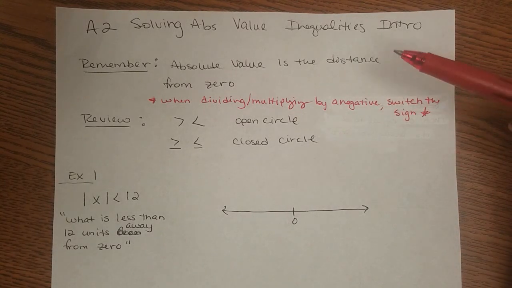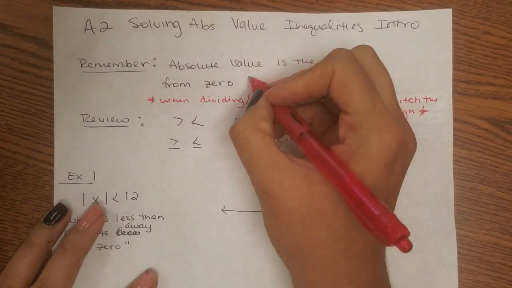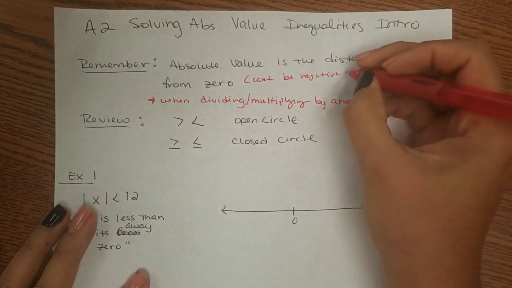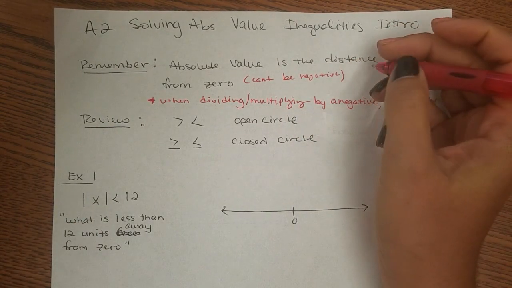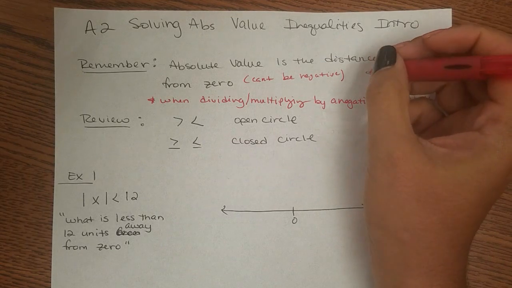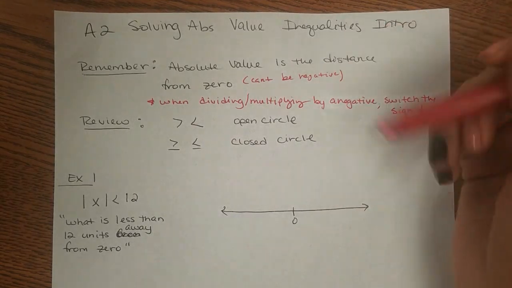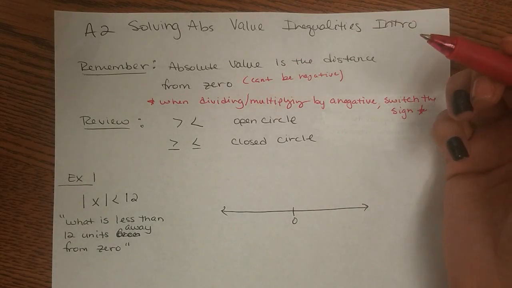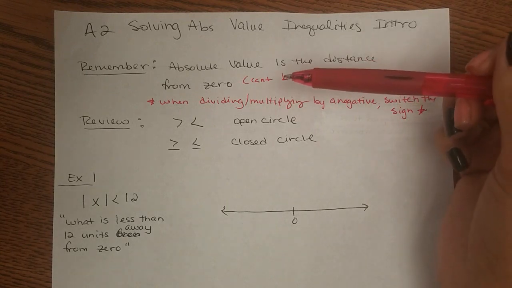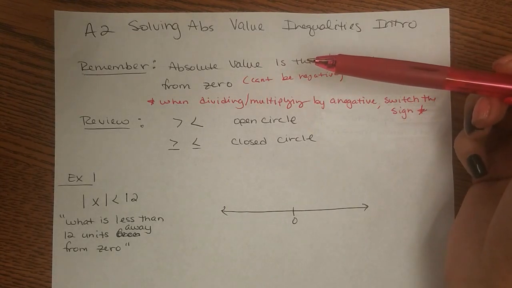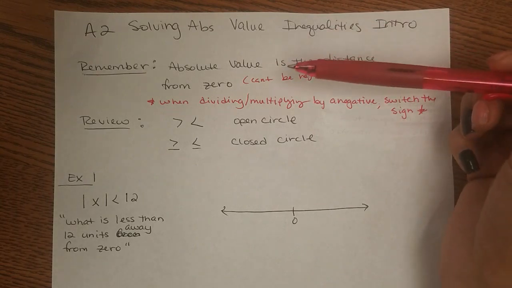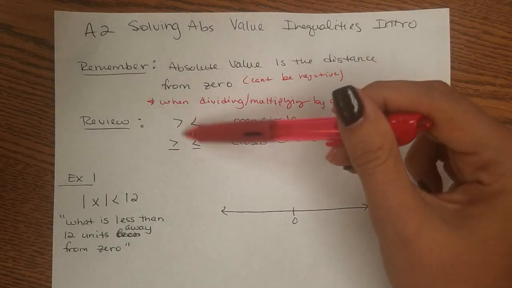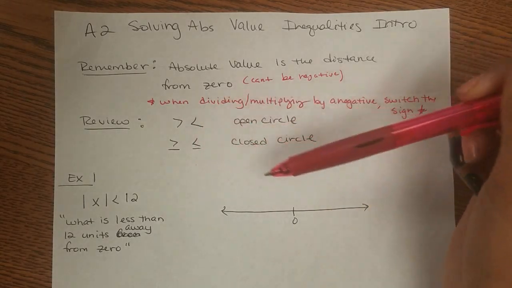So remember that absolute value is the distance from 0, which means that it can't be negative. And just like absolute value equations, you're normally going to have two solutions. You still have your special cases and stuff like that. With the inequalities, it's going to look a little bit different. So just remember that the absolute value of something cannot be negative, and you're going to have multiple solutions in some cases. Another thing you need to remember when dealing with inequalities is that when you multiply or divide by a negative, you switch your inequality sign, so it flips the other way.